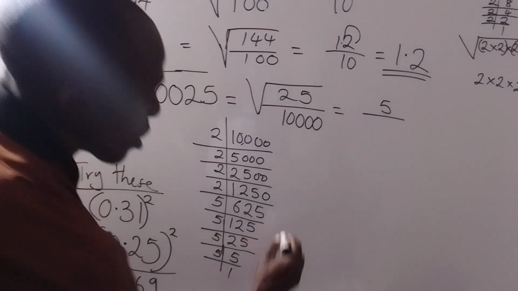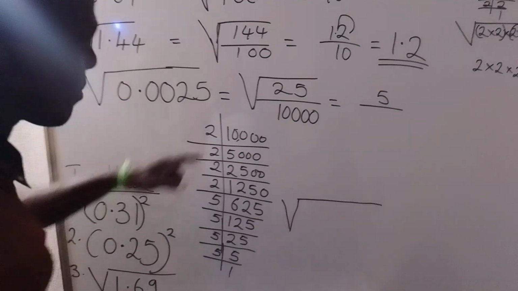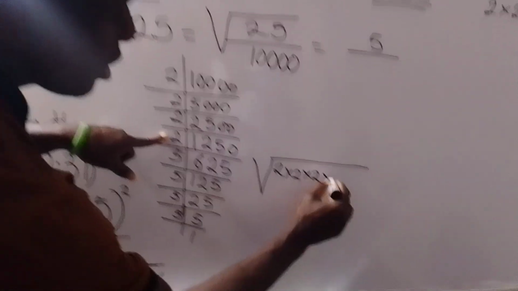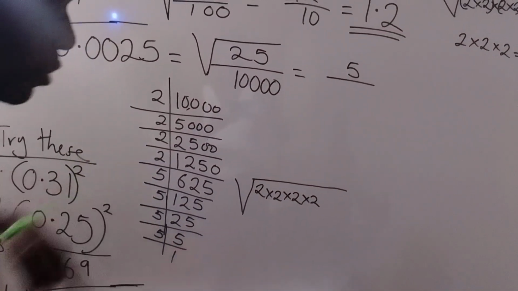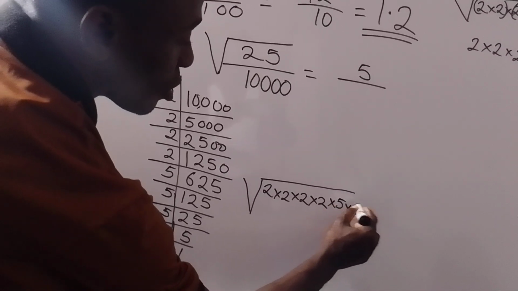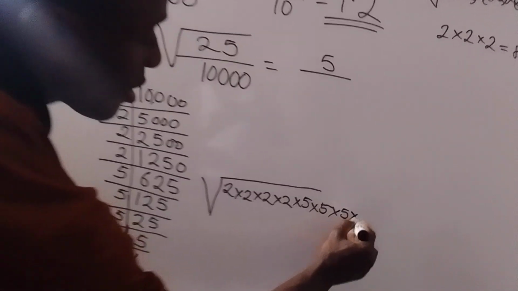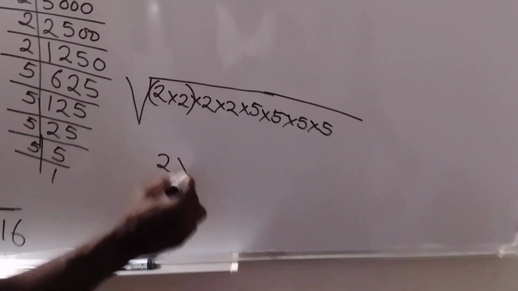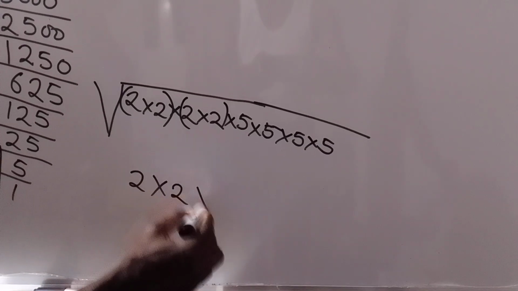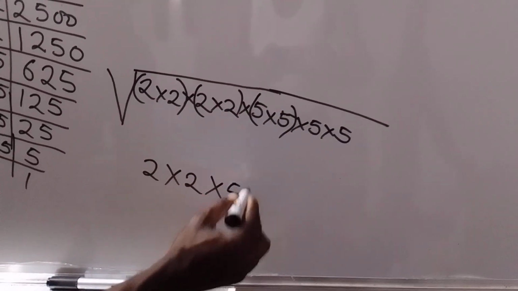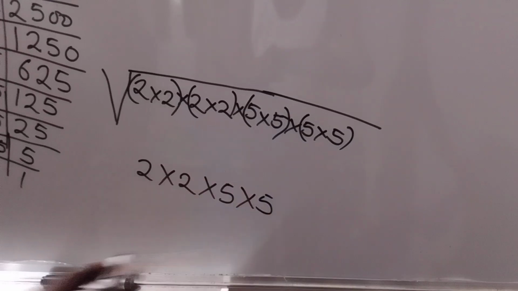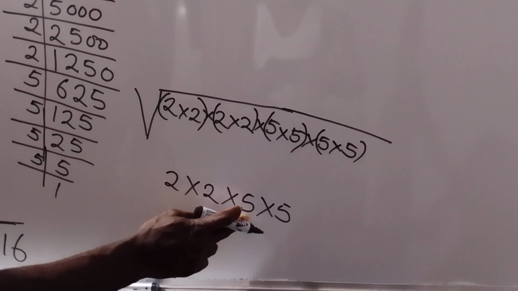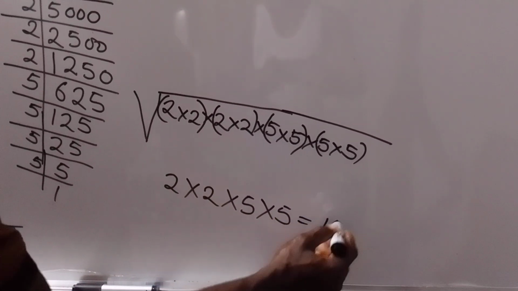So, on a quick one, if you arrange them, each 2, this is 1, 2, 3, 4. For 5, 1, 2, 3, 4 as well. Okay, we pair them. Each 2 you pick 1. So 2 times 2 is 4. 4 times 5 is 20. And 20 times 5 will give us 100.